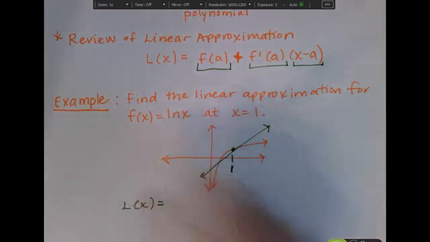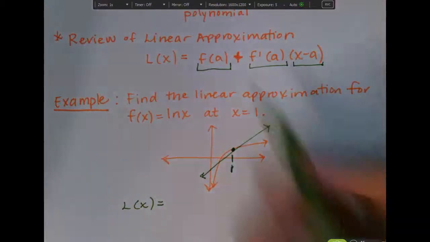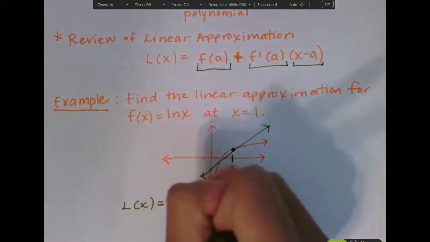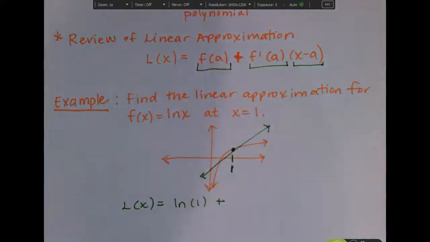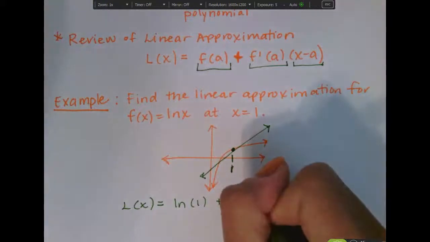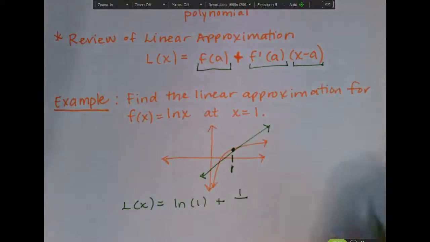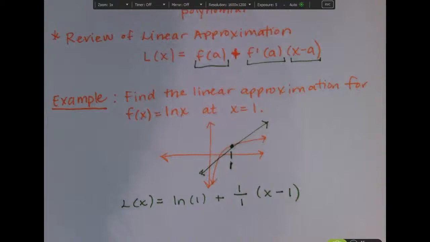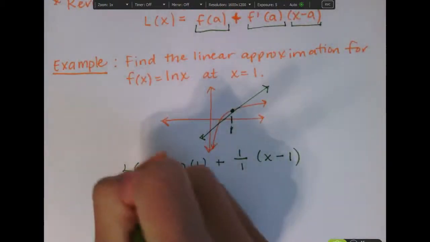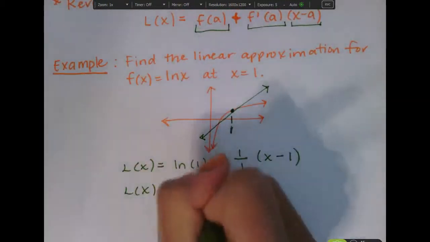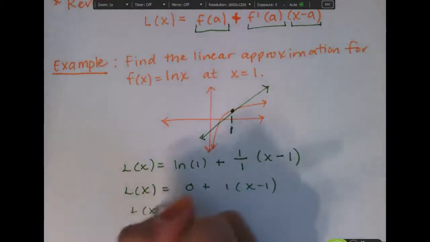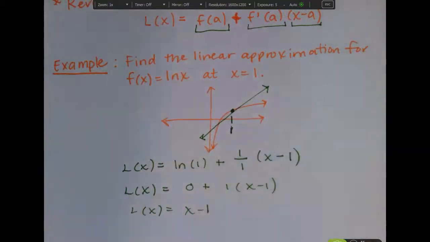So the natural log of x is our original function, and if I evaluate that original function at 1, I get the natural log of 1. If I take its derivative, that's 1 over x, and in this case our x value is 1, so that's 1 over 1, and then x minus a, which again is 1. So my linear approximation is the natural log of 1, which is 0, plus 1 times x minus 1, and all of that simplifies to give you the expression x minus 1.